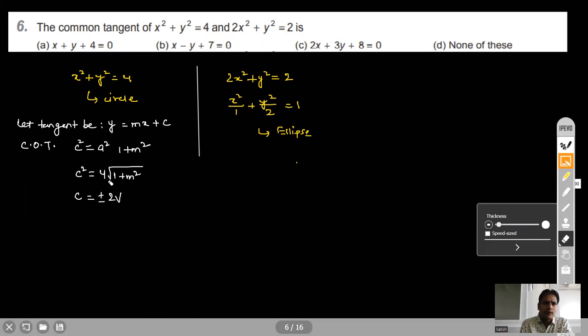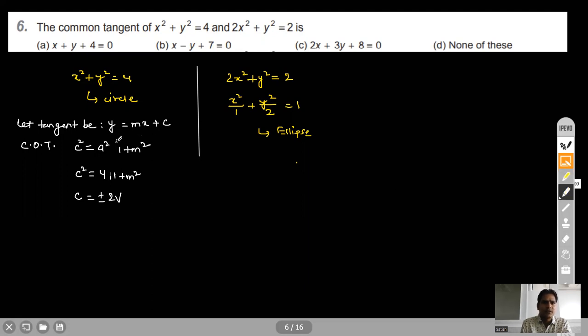Okay. So I am removing this under root from 1 plus m square, so this will be c square must be equal to a square into 1 plus m square. I hope it is clear now, right? Because in ellipse, what is the condition? a square m square plus b square. Here, circle is also a special case of ellipse. So a square means 4 times 1 plus m square, or you can say c equals plus minus 2 under root of 1 plus m square. Is it okay?